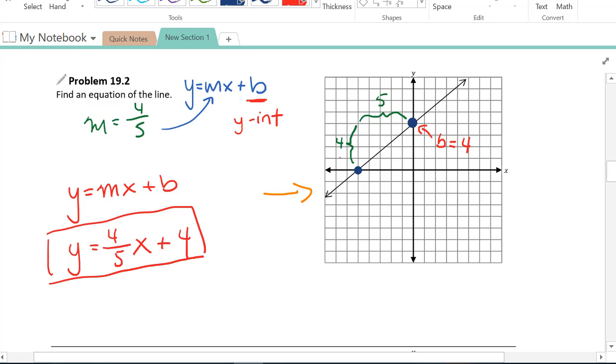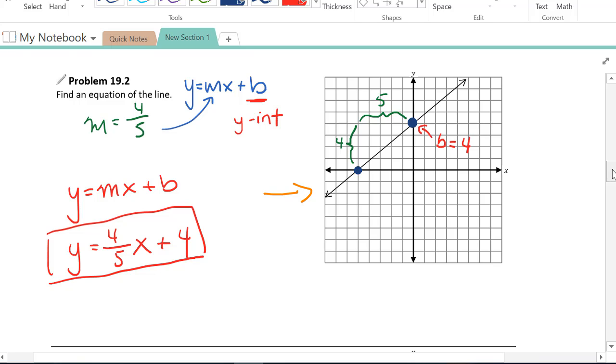Remember, when you're going from the leftmost point to the other point, you're always going to go either up or down first, before you go to the right. So keep that in mind. If you're going up, it's going to be positive. If you're going down, it's going to be negative. So let's look at another example. And again, you can make sure: positive slope, increasing line. Okay, let's look at another one.